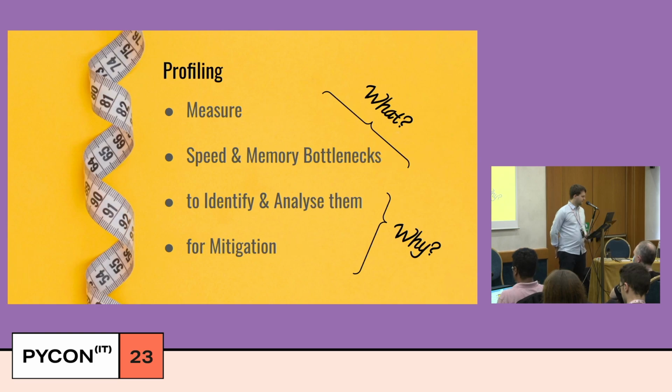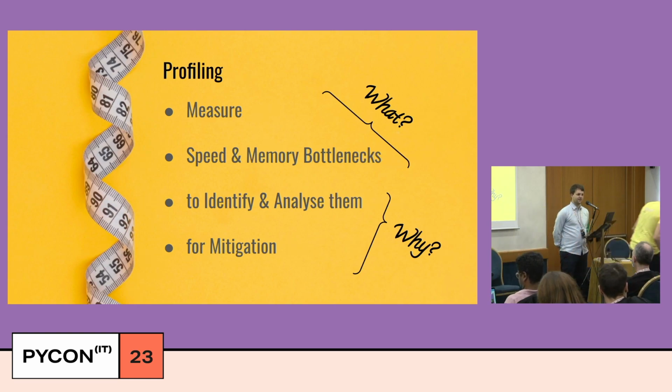Why do we care about it? Because usually they are annoying. Our code is too slow, it takes too much memory, it runs out of memory. So we want to identify and analyze those bottlenecks. That's actually what we have to do. The machine doesn't do that usually for us. And mitigate them in the best case. Sometimes it's not possible, but at least understand more about it.